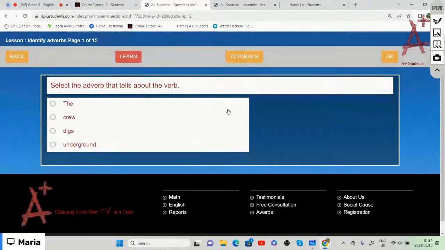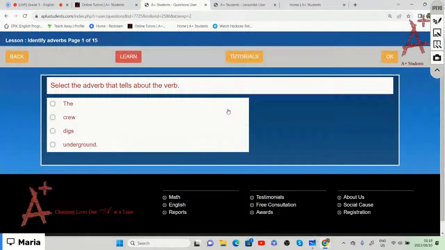And remember, keeping in mind that an adverb either tells us about or describes a verb, an adjective, and it also describes another adverb, right? And adverbs either tell us how, when, where, or how often. So we're going to have to select the adverb that tells us about the verb, right?